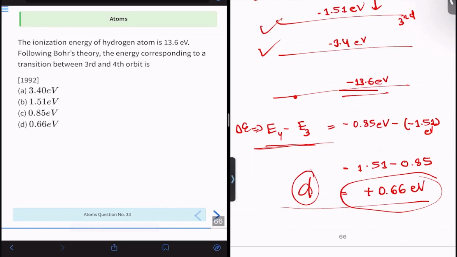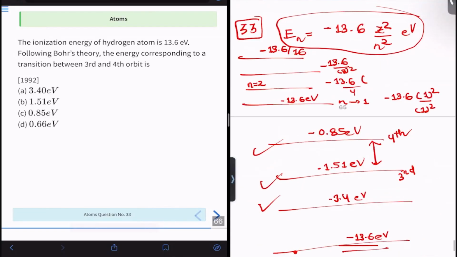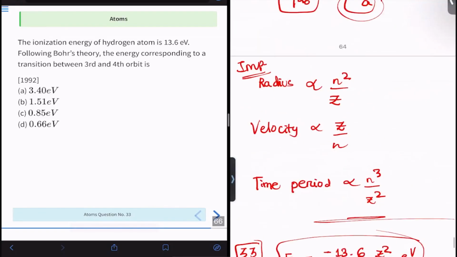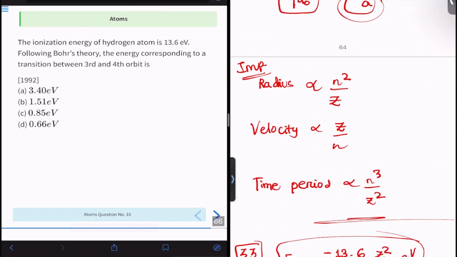So guys, with this, I am finishing the chapter Atoms, all the previous year questions. I really hope you enjoyed the section, and I made some of your concepts very clear. And again, I will remind you to please remember all this. Radius is proportional to what? Velocity is proportional to what? Time period is proportional to what? I forgot to mention energy. Energy is proportional to z square upon n square. So please, guys, this should be at your fingertips before the exam.